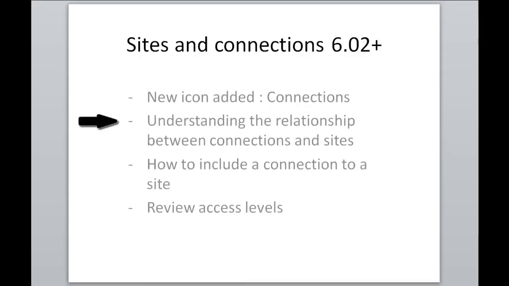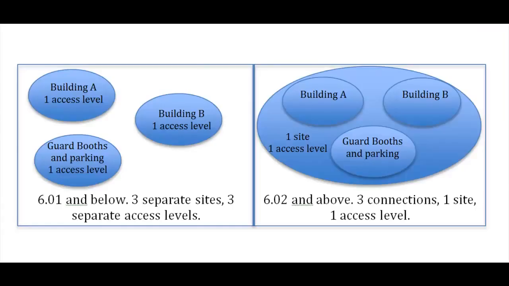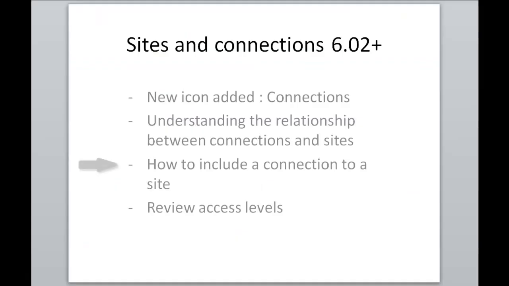Okay, now understanding the relationship between connections and site. As you can see on the left side, this is version 6.01 and below. Each site was created separately, so if you had 3 separate sites, you would have to create 3 separate access levels. Now with version 6.02 and above, by creating 3 connections but associating them to a single site, you will be able to manage this easier by creating only 1 access level relevant to all 3 connections.